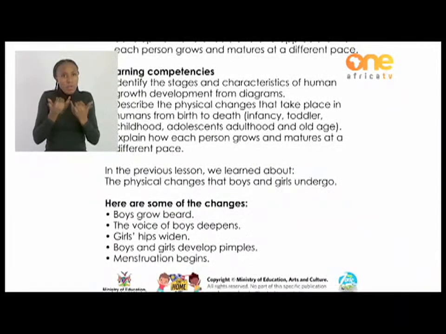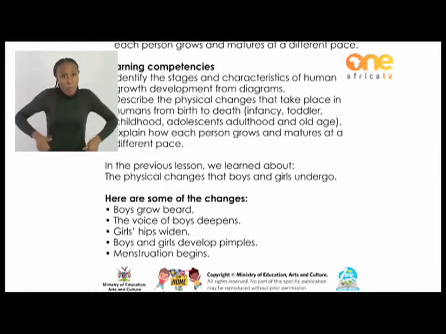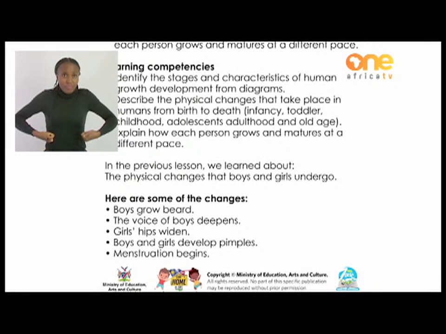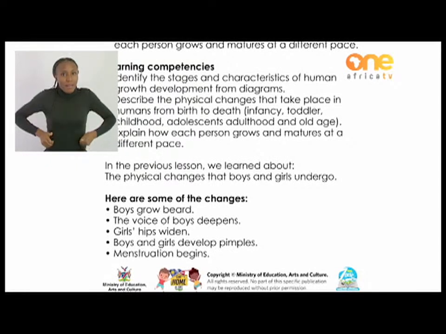Let's move on. In our previous lesson, we have learned the following, which are the changes on boys and girls. It says, boys grow beards. It's only that I'm wearing a mask and I can't see mine. The voice of the boys deepens. It means boys, their voices have to change. Girls' hips widen. So the sizes of the hips of the girls have to get a little bit bigger. Boys and girls both develop pimples. And when it comes to ladies as well, they start with the menstrual cycle, or menstruation begins.